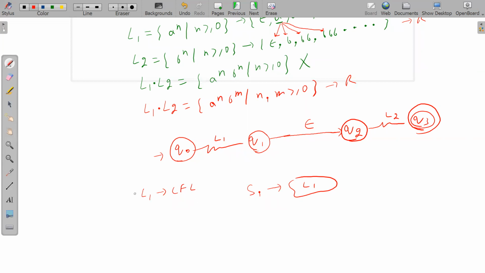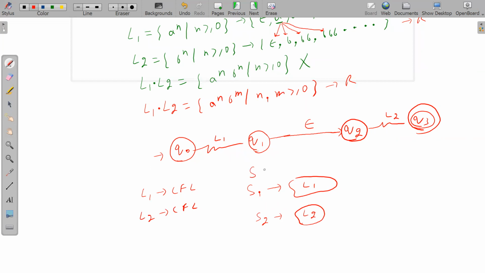There exists a context-free grammar which is generating L1. For L1 generation, I am using the start symbol S1, and this entire thing is a context-free grammar. Just imagine that this is a context-free grammar. Now, S2 is the start symbol for L2, which is generating L2. So L2 is also a CFL.